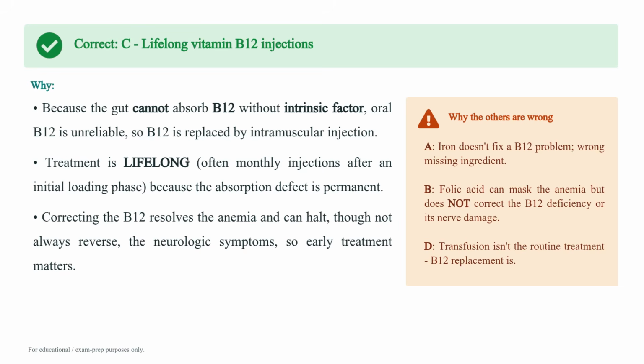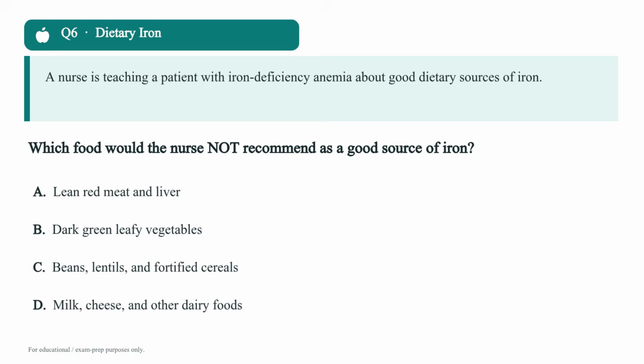The answer is C. You will need lifelong vitamin B12 injections. Because the gut cannot absorb B12 without intrinsic factor, oral B12 is unreliable, so B12 is replaced by intramuscular injection. Treatment is lifelong, often monthly injections after an initial loading phase because the absorption defect is permanent. Correcting the B12 resolves the anemia and can halt, though not always reverse, the neurologic symptoms, so early treatment matters. Iron doesn't fix a B12 problem. Folic acid can mask the anemia but doesn't correct the B12 deficiency or the nerve damage. And transfusion isn't the routine treatment. B12 replacement is.